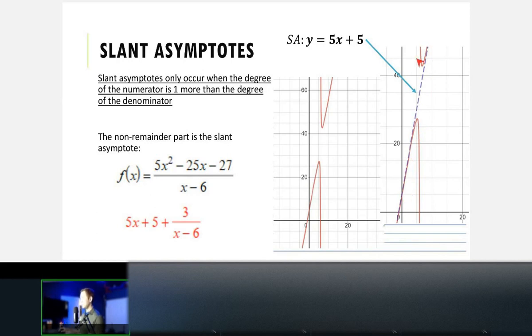This shows that your original graph can get really close to that SA line, but it'll never touch and it'll never cross over. We can zoom in on Desmos and really see that in action. All right, how are we doing so far on the idea of finding the SA? We'll do some in a moment.